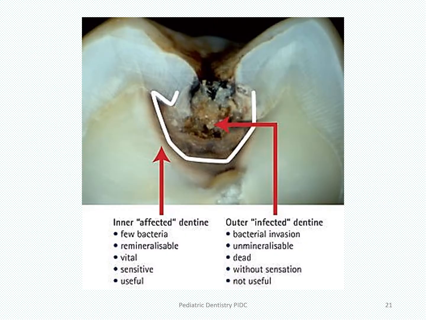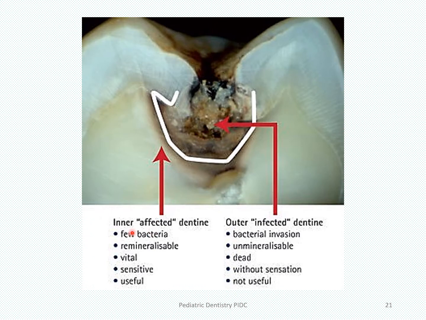So in this diagram, I want you to appreciate that when you're talking about caries dentine, there is an affected dentine and there is an infected dentine. So the infected dentine is the outer dentine. So if this is a caries lesion, this leathery, soft dentine is the infected dentine, and it has bacteria, it has dead tooth structure, and does not have any sensation because it's already dead, and it's not very useful for us.